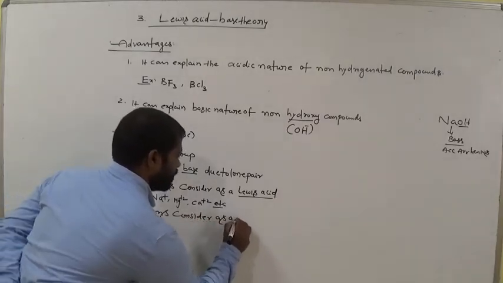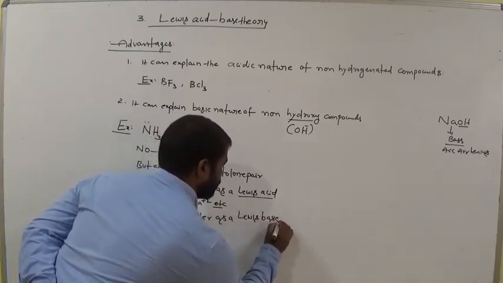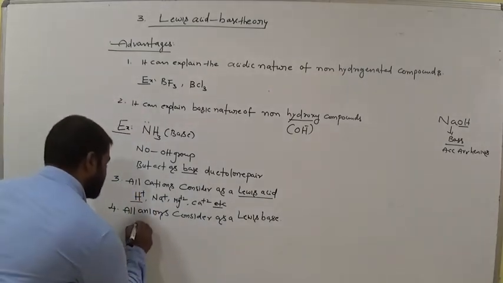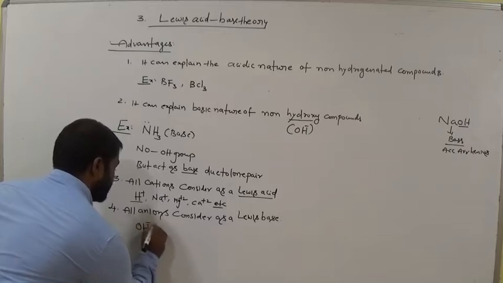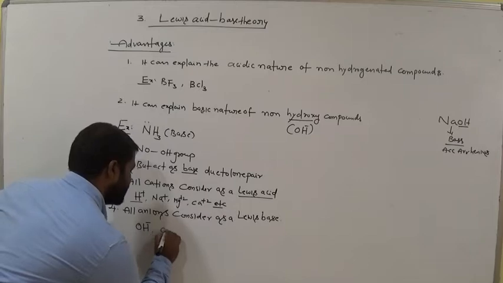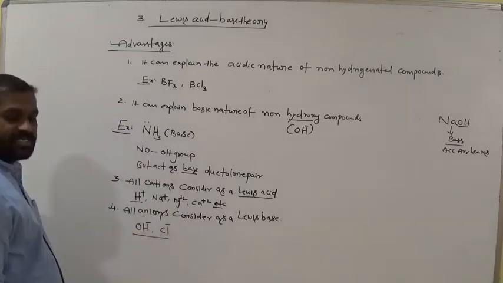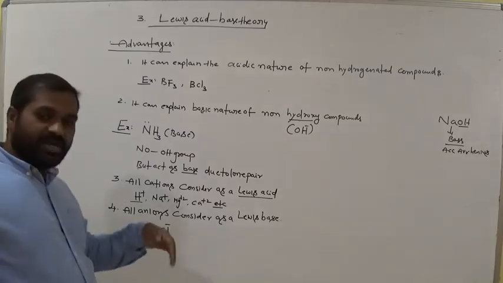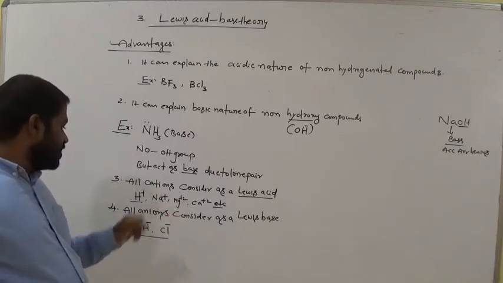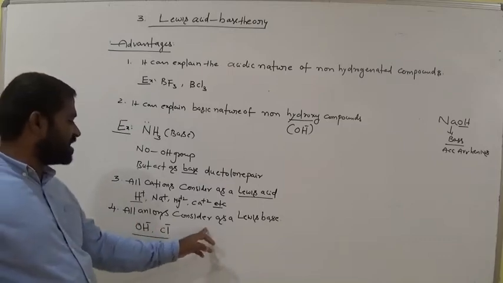a Lewis base. Anions means they possess electrons or not. Let's see, OH minus, it has excess electron, one electron, and Cl minus. Okay, these possess negative charge, so they are able to donate the electrons. Minus means electron, it can donate electron to the positive ions. So electron donor is called a Lewis base. So all anions are considered as a Lewis base.